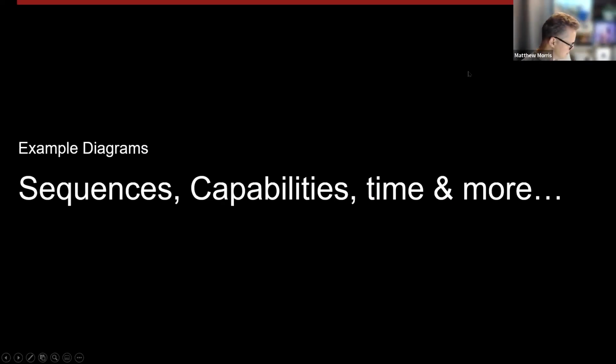So that's the basics. We've got as well the second part of my journey through diagrams, I think, which looks at sequences, capability diagrams, how we represent time, and lots more. I'll take a couple of minutes just to give you a taste of these before I hand over to Susanna, and then happy to pick up in the Q&A after that.